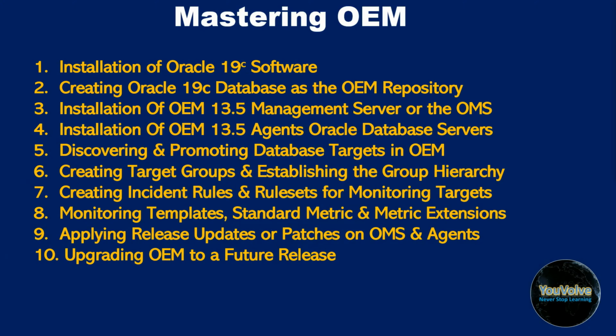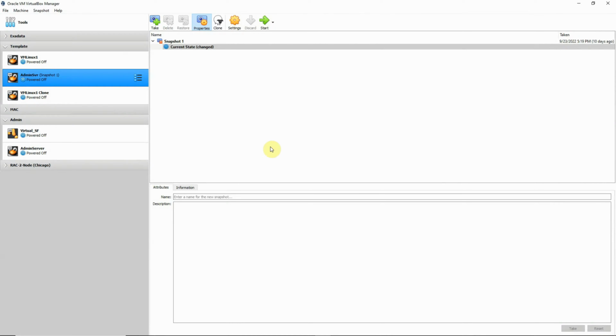So in this series, we will cover the topics: installation of Oracle 19c software, creating Oracle 19c database as the OEM repository, installation of OEM 13.5 server or the OMS, installation of OEM 13.5 agents on Oracle database servers, discovering and promoting database targets in OEM, creating target groups and establishing the group hierarchy, create incident rules and rule sets for monitoring targets, monitoring templates, standard metric and metric extensions, applying release updates or patches on OMS, upgrading OEM system to a future release.